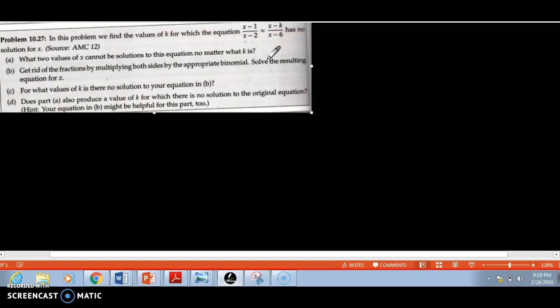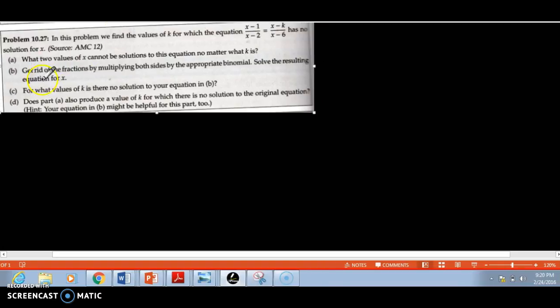Alright, so when they ask what values of x cannot be solutions, you really are just looking for the value of x that will never work. It will not work when your denominator is equal to 0. So you need to find a value of x that will make the denominator 0, and you cannot have that x value as part of the solution.